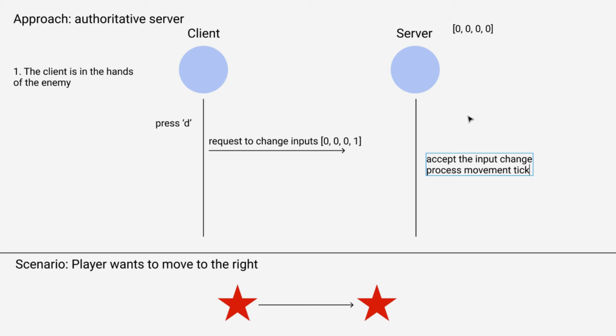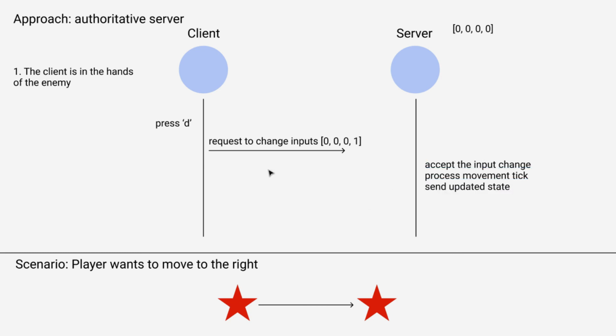So it accepted the input change, the player's entity, the version of it that's on the server, now has that right input active. So then when we process the movement tick, the entity moves over to the right, moves over to 1, 0. So then after that movement tick is processed, we're going to get into a network update system. That network update system will see this entity moved, so it'll send the updated state.